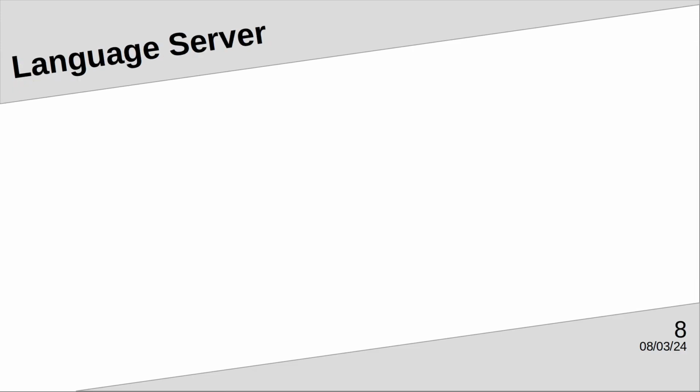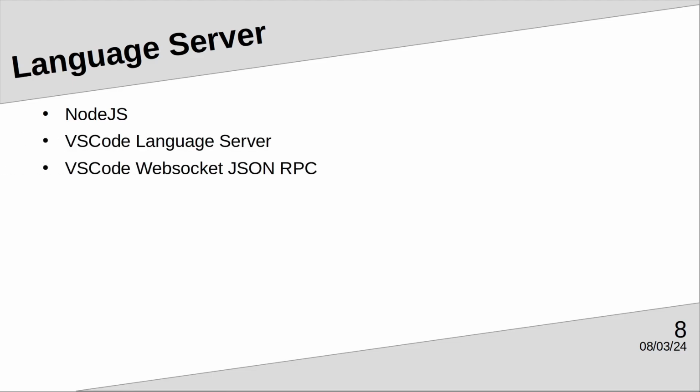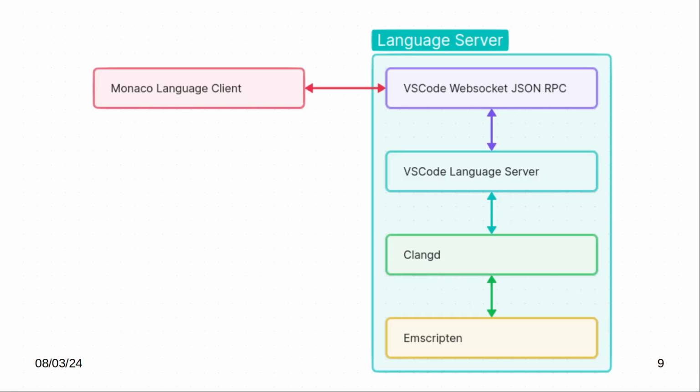Now let's talk about the language server. The language server is responsible for providing the front end with all of the things that LSP provides. It's built using Node.js, the Visual Studio Code language server, the Visual Studio Code WebSocket JSON RPC. We're noticing VS Code a lot here, guys, okay? And ClangD, which is the actual language server, the thing that actually runs the compiler and provides information back.